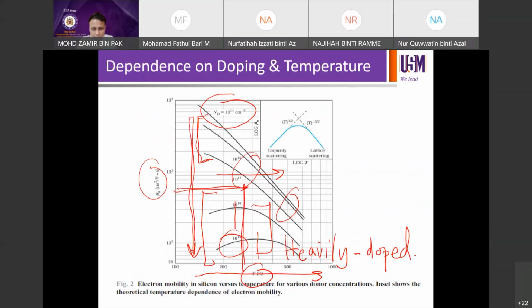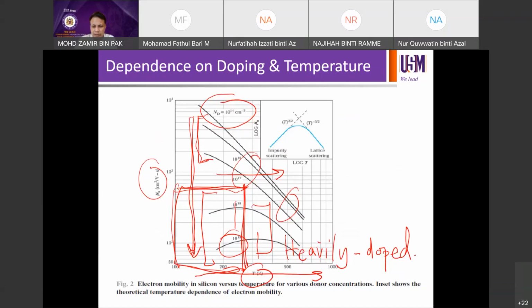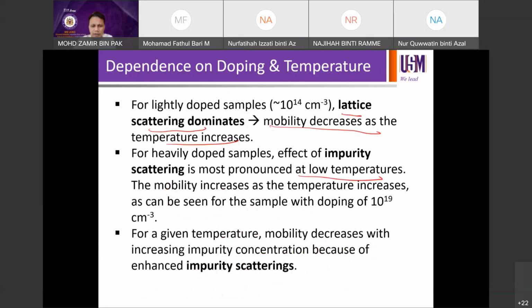which can be represented as the left region, if you like, on the low temperature side. So this is where the impurity scattering dominates in the heavily doped semiconductor, right? The mobility increases a little bit as the temperature increases, which is represented by the middle region, where you have a slight increase in the mobility of your carriers as the temperature increases. For the heavily doped samples, you can see at 18 and 19.